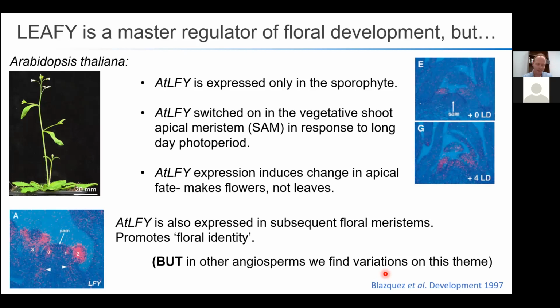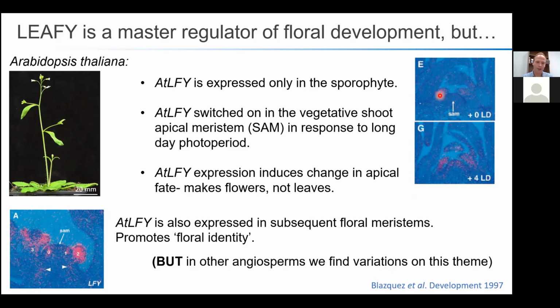So LEAFY is known as the master regulator of flowering and flower development in Arabidopsis. This is a gene that is not expressed during vegetative development. So the shoot apex starts its life producing leaves on its margins. And when the correct inductive signals are received to tell it to start flowering, it changes its identity to what's called an inflorescence meristem, where instead of leaves, it starts to produce flowers on its margins instead.